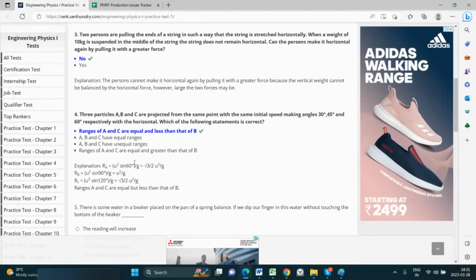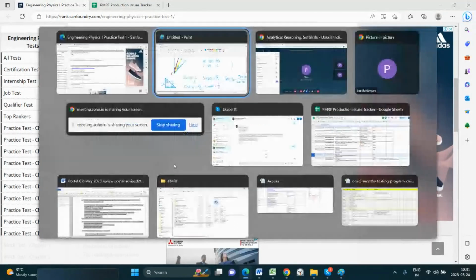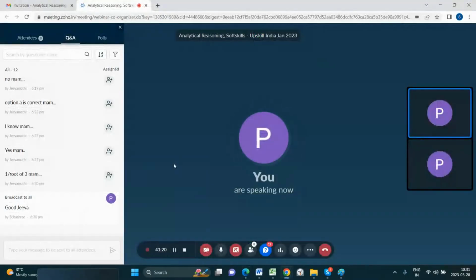Range என்ன calculation? u square into sin 60 by g. Gravity. So A and C are equal but less than that of B. இந்த value வச்சு தான் சொல்றாங்க. Any doubts so far? Any doubts? Can we move on? Fine.